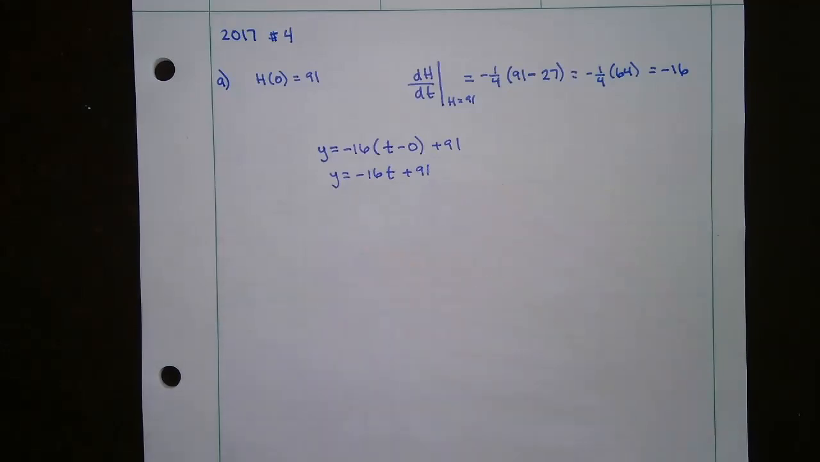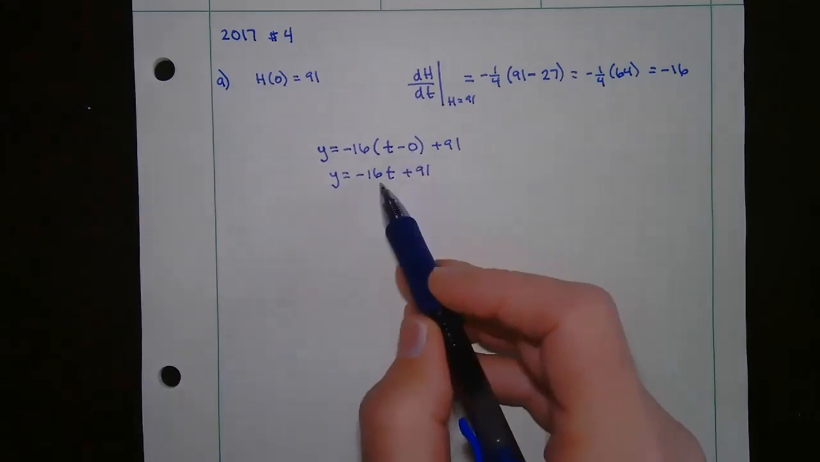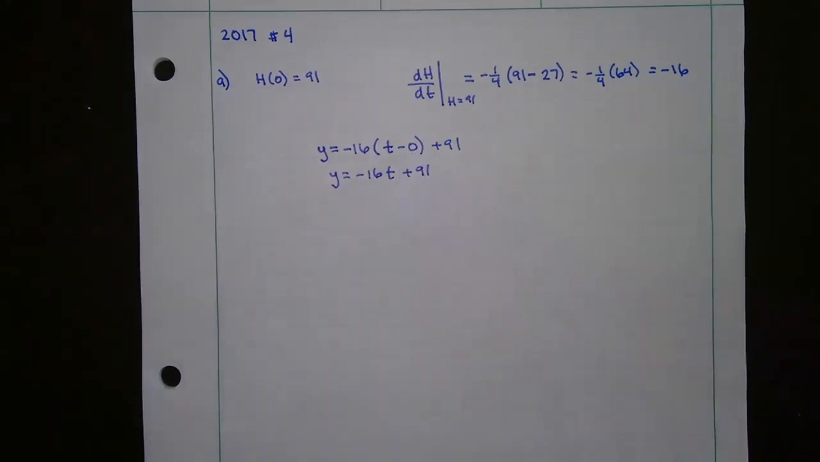Okay, so that's the equation of the tangent line, all right? Now, the only reason I went from here to here is because we were minusing 0, and so you can just write it as t minus 0 is just t, okay?